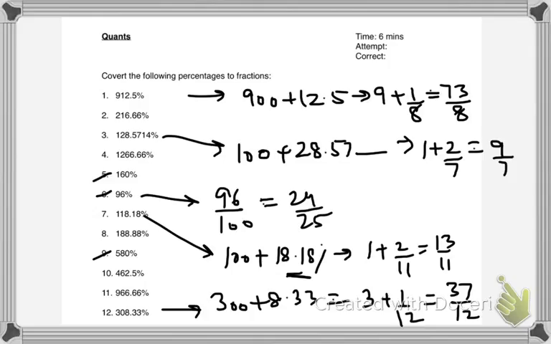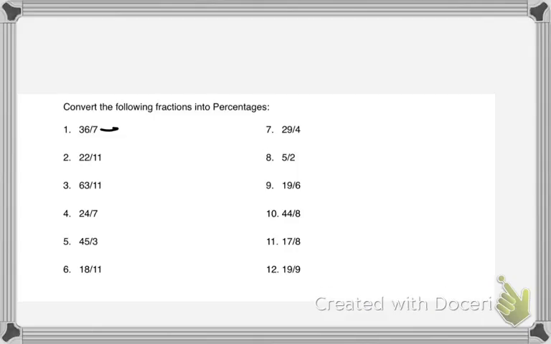Now we move on to the second part of your quant section, that is conversion of fractions into percentages. There are 12 questions. It could have been done in about 2 or 2.5 minutes, because if you are good with your percentages, you can easily attempt these 12 questions in 2 or 2.5 minutes.